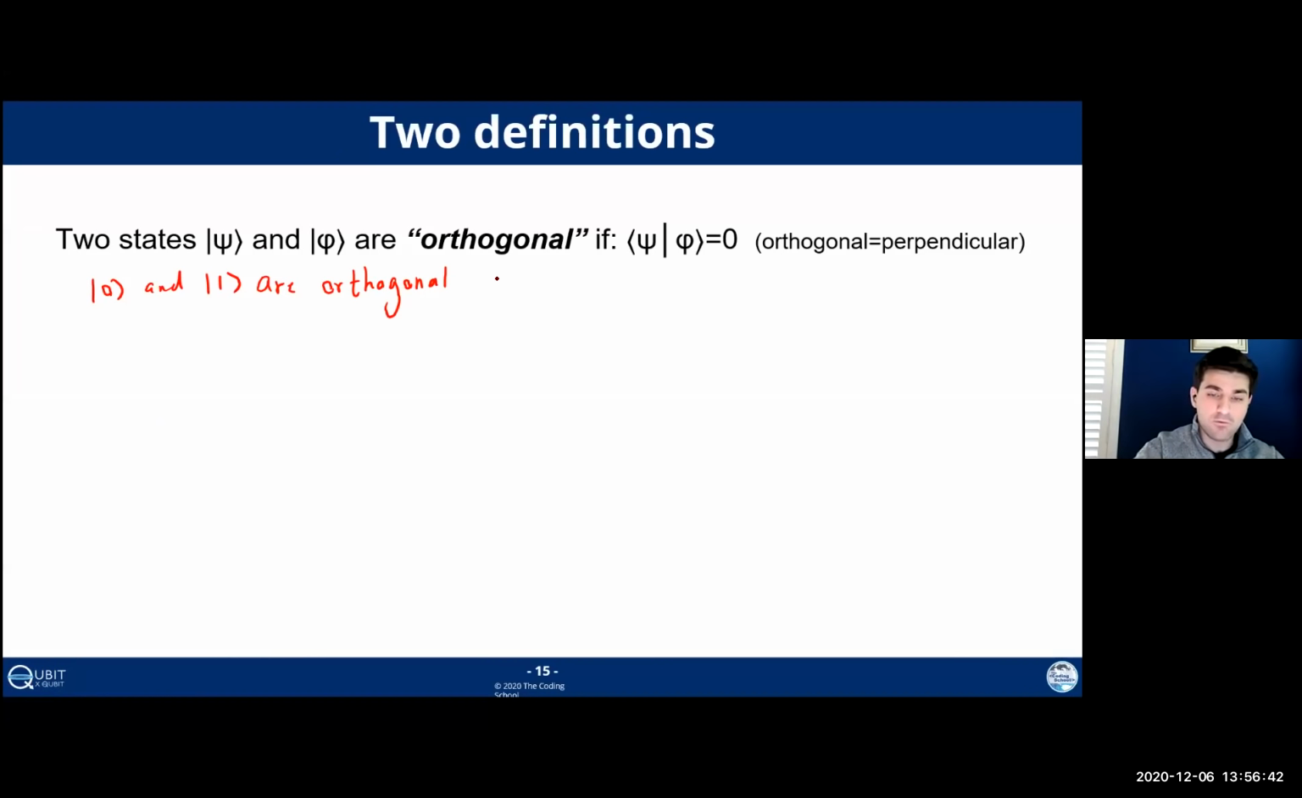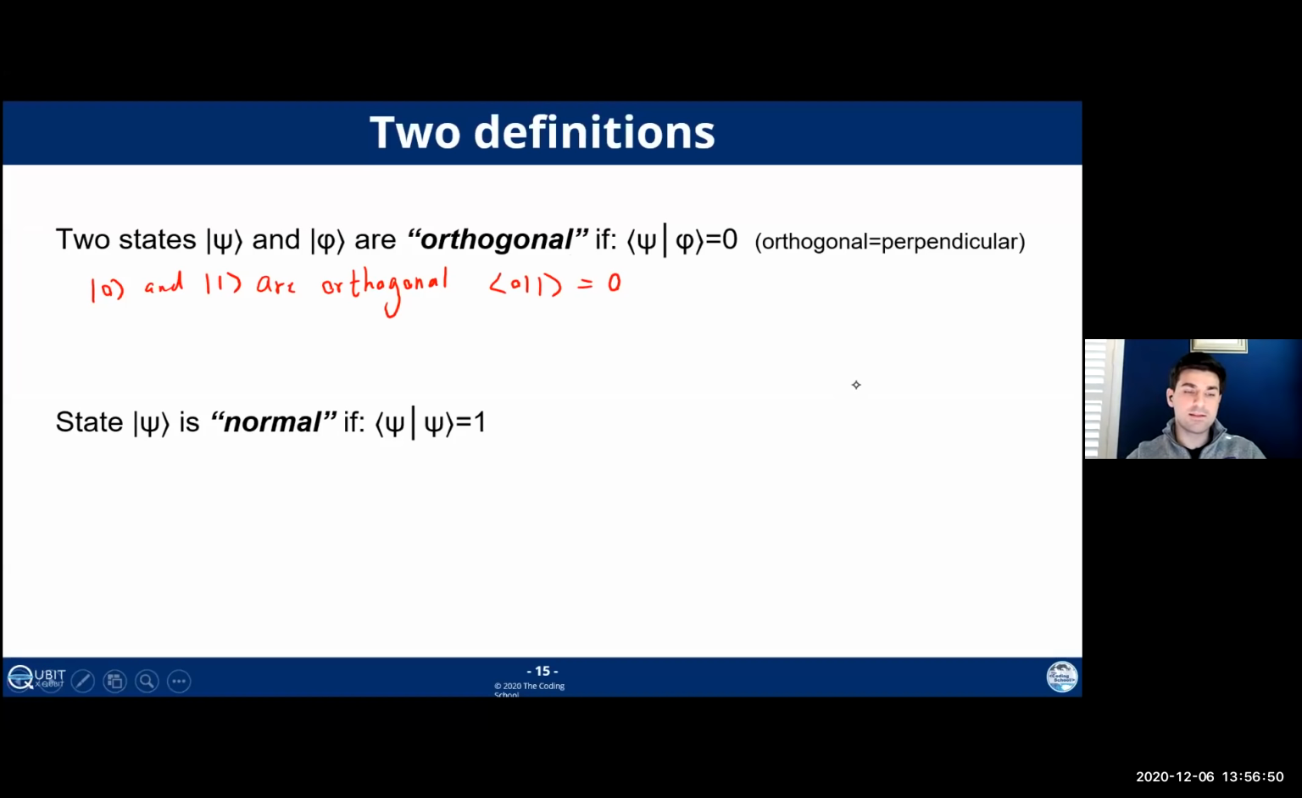Again, because the overlap of 0, 1 is equal to 0, they don't overlap. And then the second definition is what normal means. Normal just means that the overlap of the state with itself is 1. And again, both 0 and 1 are normal.